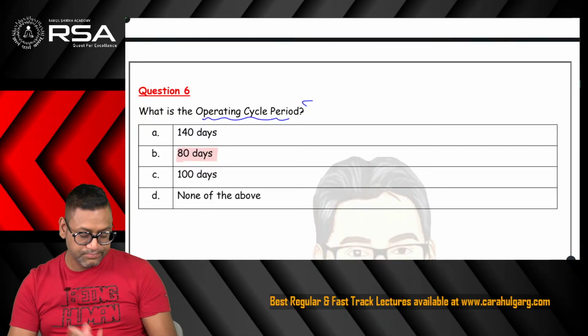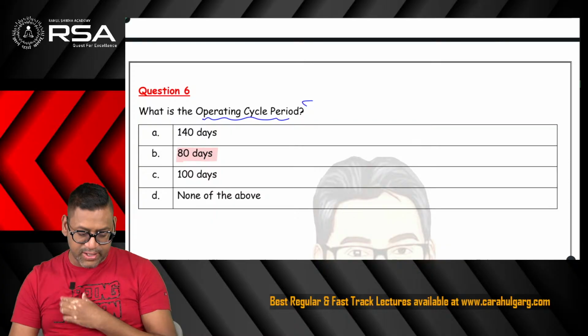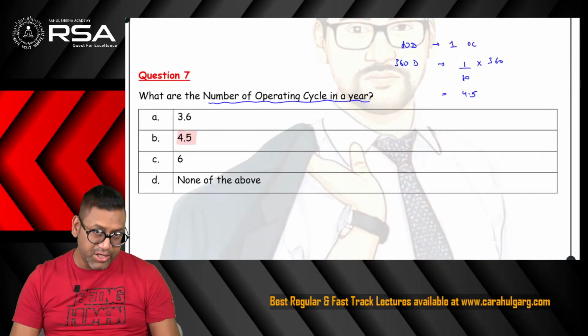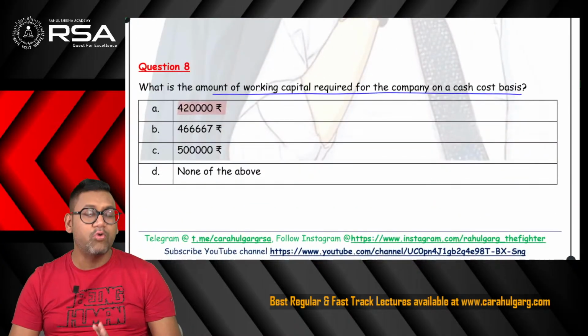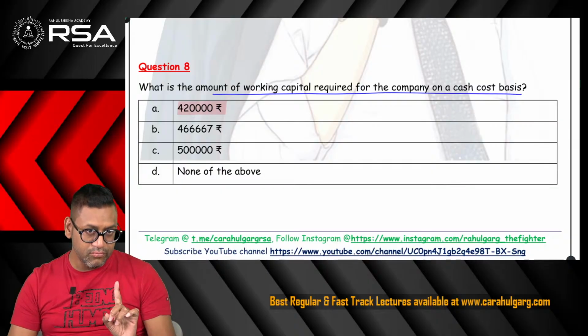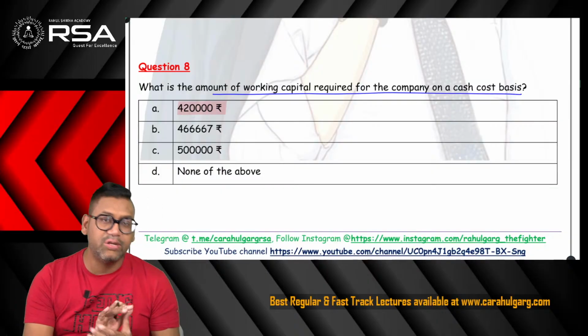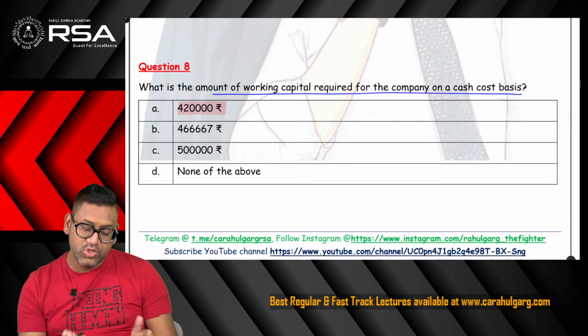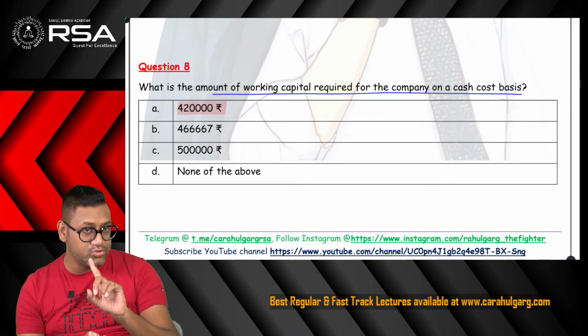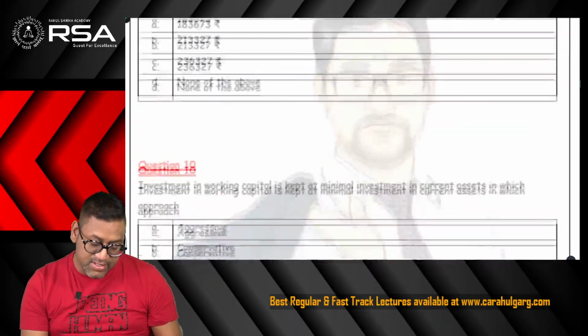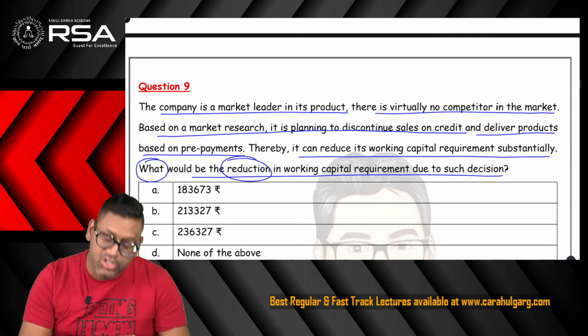So sorry. So you will get the new operating cycle, and on the base of that, you will get the number of operating cycles, and then you will get the amount of working capital. If there is no debt period, then you have to find out the amount of working capital. But this is not the thing which the question is asking. It is asking what would be the reduction in working capital.